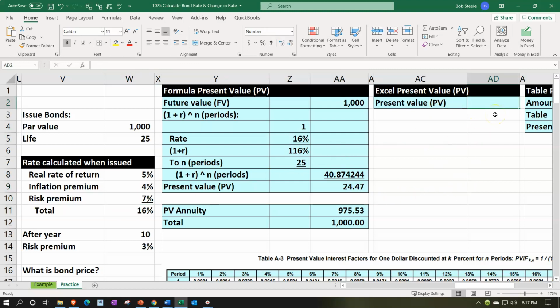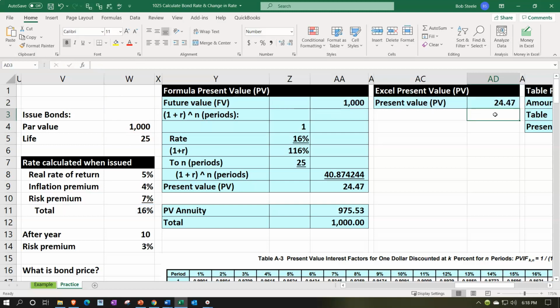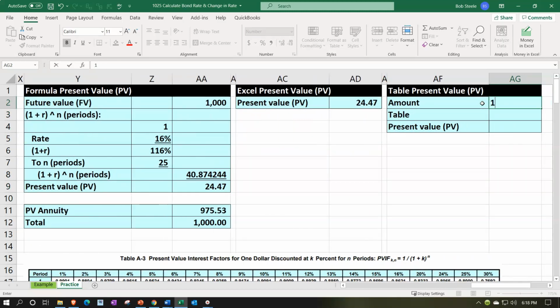We're going to say, let's do it with the formula, the magic way. Let's let the magic happen. Present value, rate. That's why we're in Excel in the first place. The rate's going to be this 16%, comma, and then the number of periods is going to be 25, comma, comma, future value 1,000. There's the 24.47 again. One more time with the tables this time.